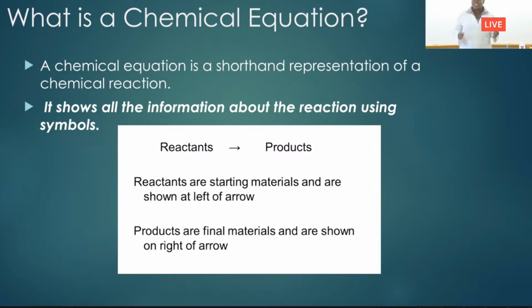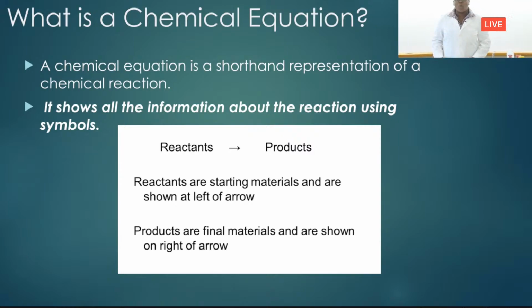So what is a chemical equation? A chemical equation is a shorthand representation of a chemical reaction. Now, we do chemical reactions all the time in chemistry. And if we had to write every chemical reaction we did in words, that would take forever. So we have designed a way that you can write chemical equations using a shorthand method that is really fast.